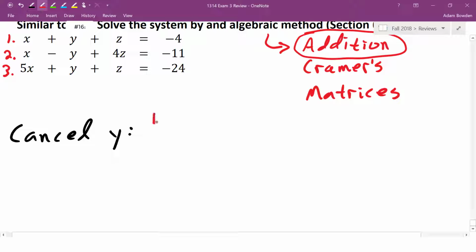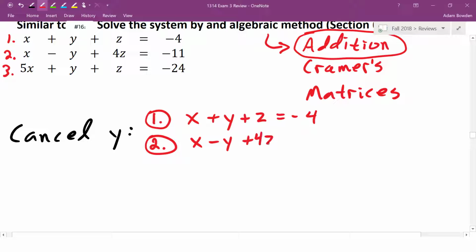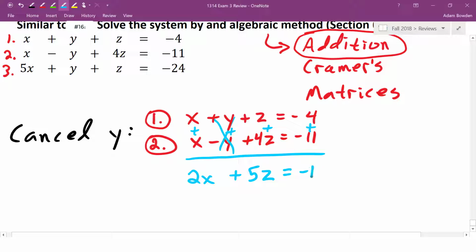I'm going to start out by taking equation 1 and equation 2 and canceling out the y's on each of those. Okay, so do we need to do anything in particular to cause the y's to cancel? In this case we don't, because they're already negative and positive y. So if I just add these equations together, we'll get a 2x and looks like a plus 5z equals negative 15. We'll call this equation 4 for later reference.